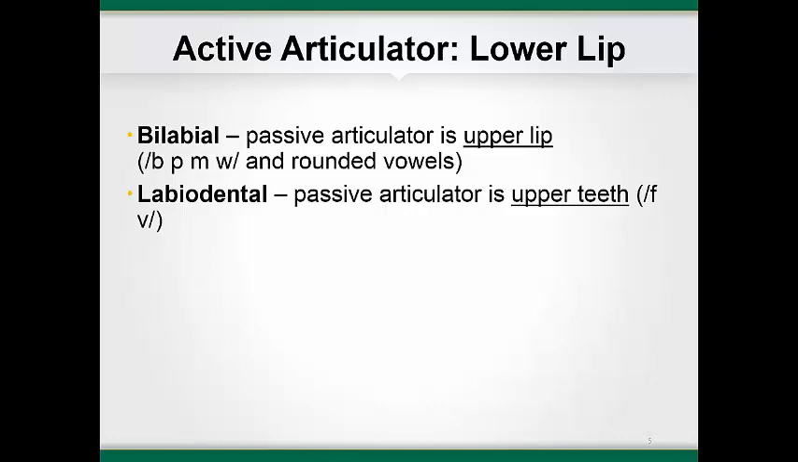The labiodental sounds are the second category, in which the active articulator is the lower lip. In these sounds, the lower lip touches the upper teeth, so the passive articulator is the upper teeth. These are the first sound in fish and the first sound in violin, the f and the v sounds.